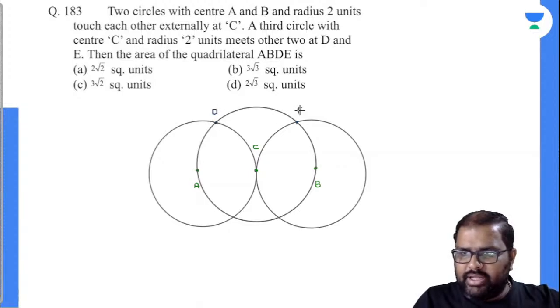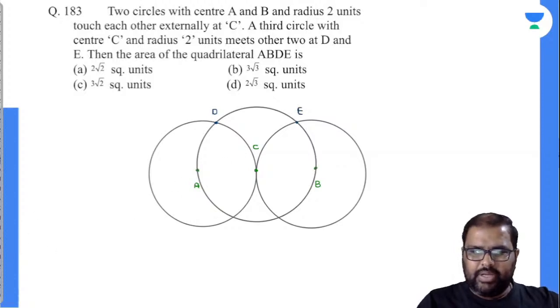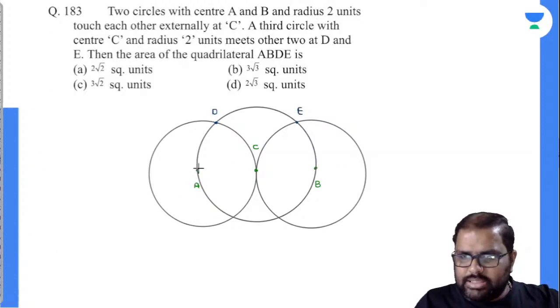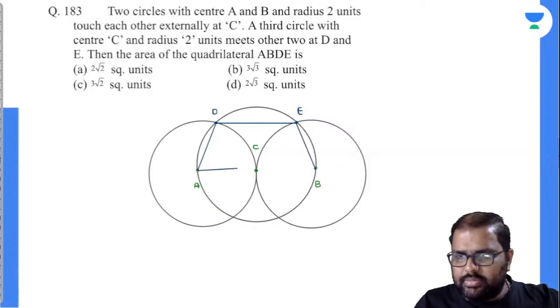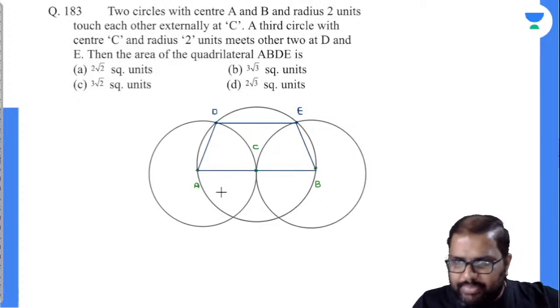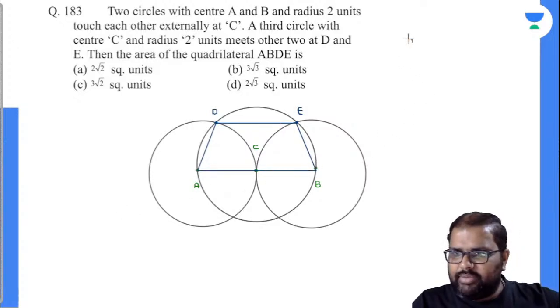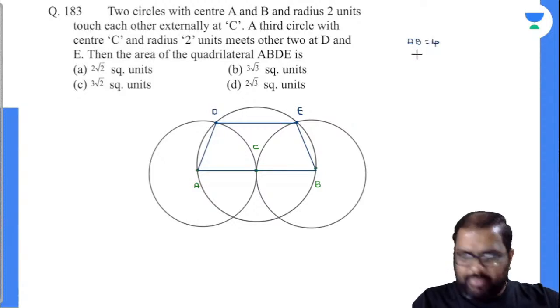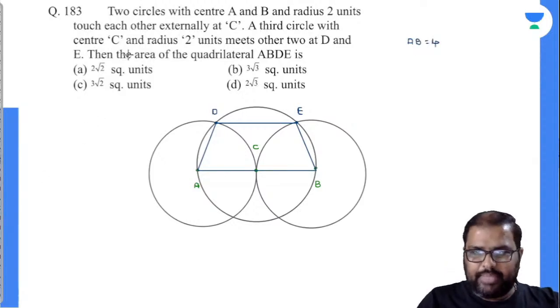Now you are asked to find the area of the quadrilateral ABDE. Now see here, I will draw like this. This will be a line segment, and this, and this, and this. Am I right or wrong? Perfectly done. Now see here, AB is nothing but equal to 4. Now if you closely observe, what is the shape of this quadrilateral? Trapezium. Am I right or wrong?